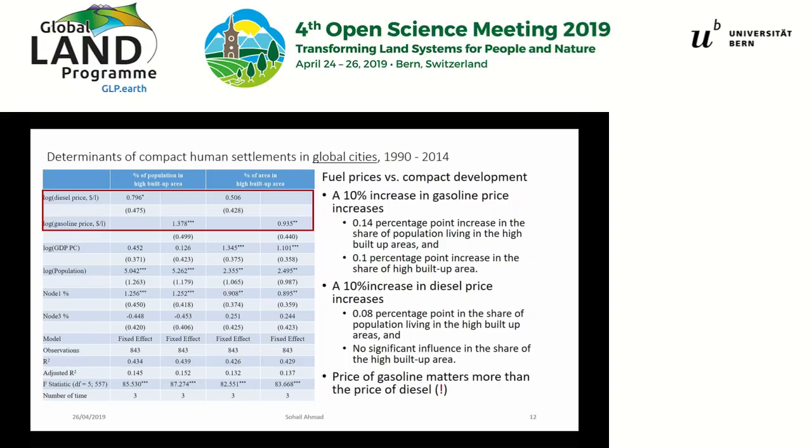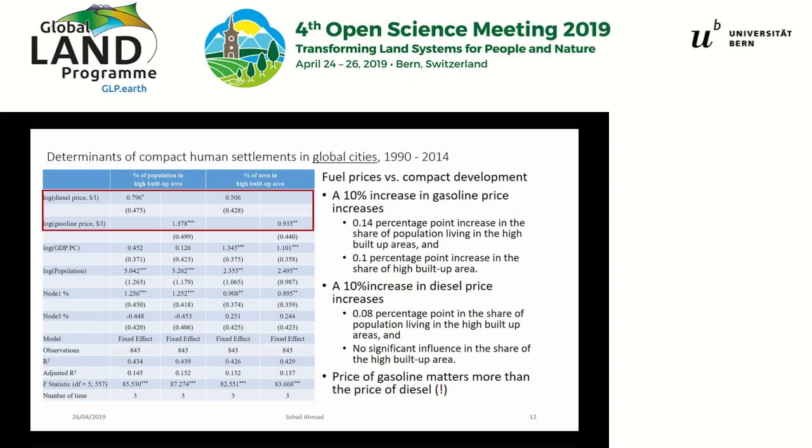Similarly, we also tested diesel prices, using a different model for diesel and gasoline. A 10% increase in diesel prices increases the share of the population living in the high built-up area by about 0.08 percentage points, but we didn't find any significant result for the percentage of area in the high built-up area. So perhaps the price of gasoline matters more than the price of diesel, but we have to look at how it's working.